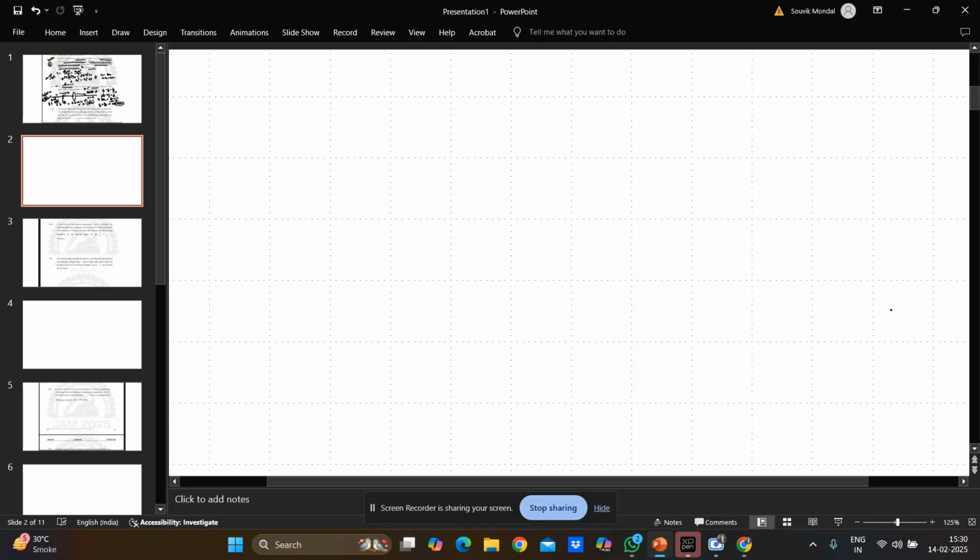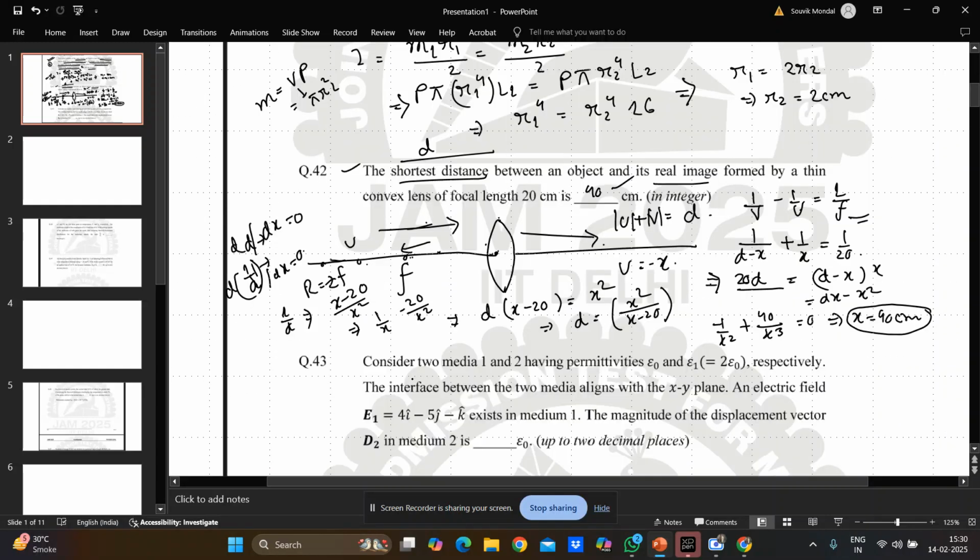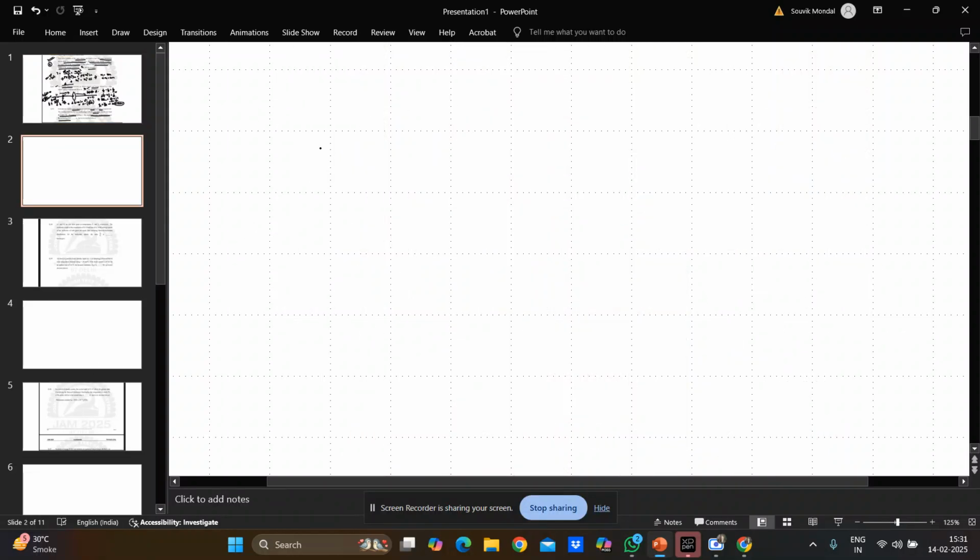Okay. Now this problem. Consider two media 1 and 2 having permittivities epsilon naught and 2 epsilon naught respectively. The interface between these media is aligned along the xy plane, and electric field E1 is given, and the magnitude of the displacement vector D2 you have to put in order of epsilon naught. So suppose it is aligned to the xy plane, which means it is parallel to the xy plane. So this is the plane they are mentioning.